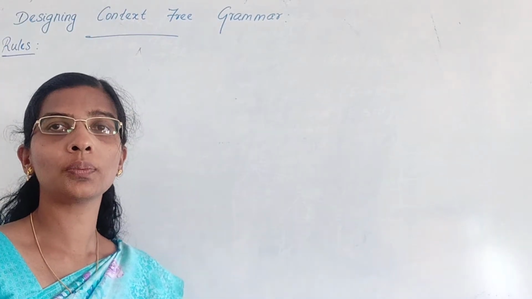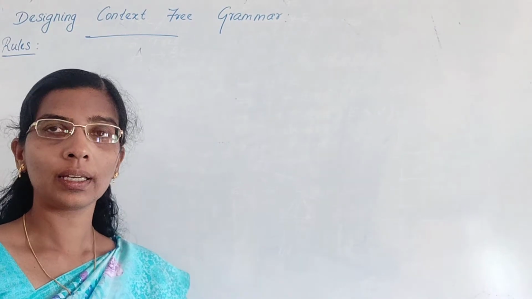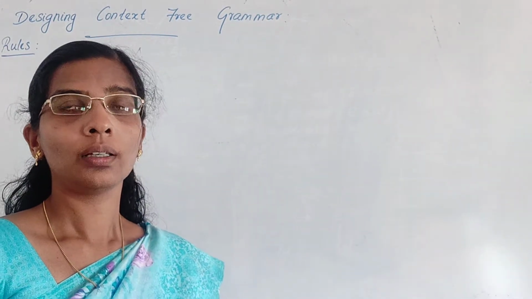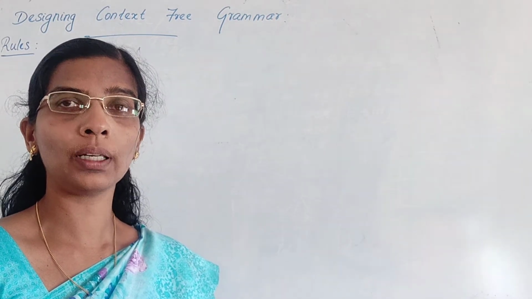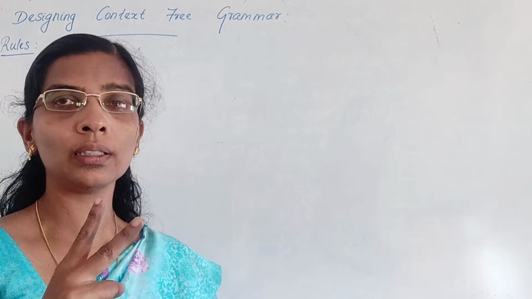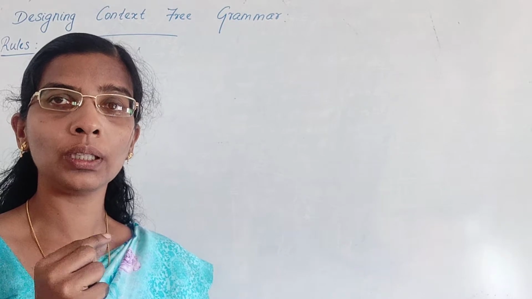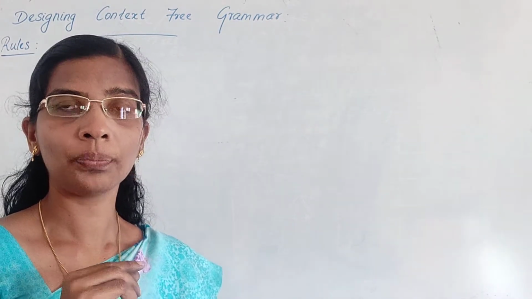Hi students, in this video we'll discuss designing a context-free grammar. While designing a context-free grammar, there are some rules to be followed. The first rule is, if the language has the property that the strings can be generated with two regions, and if there is some relationship between these two regions, I can generate the string in tandem.